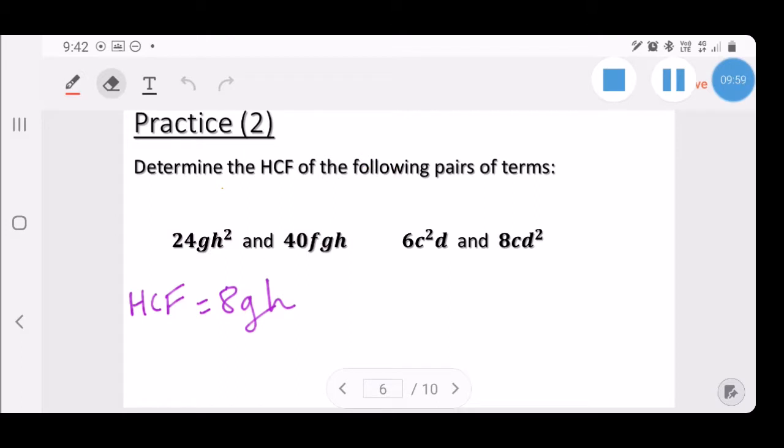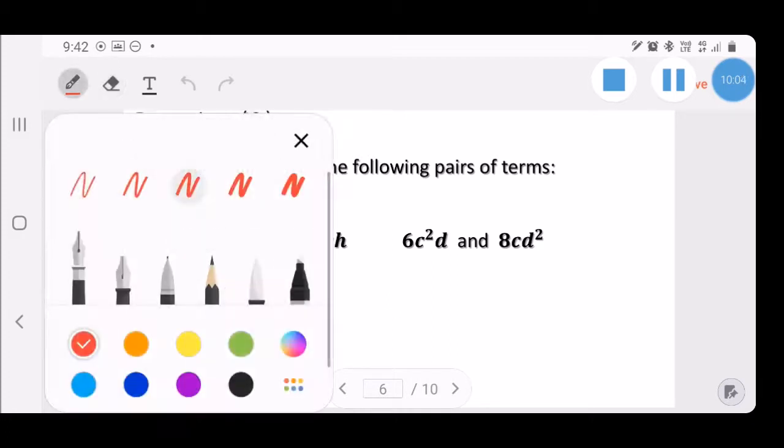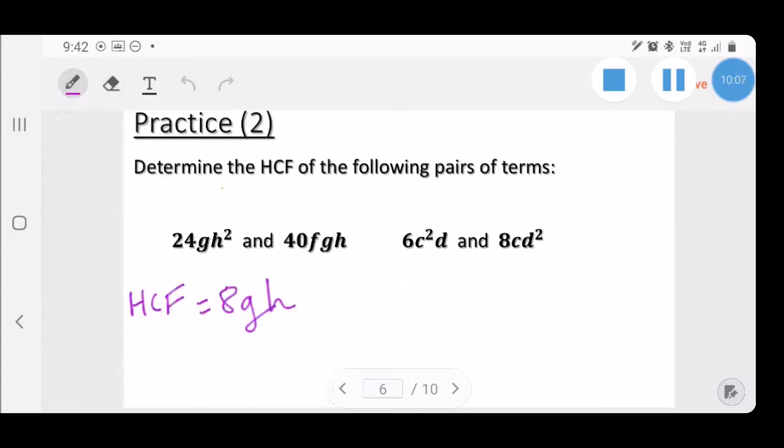All right, a second problem. 6c squared d and 8cd squared. Okay, well, let me change back to purple. What is the highest common factor first of 6 and 8? Well, that is obviously 2. Okay, so we have 2 times 3 times c times d. And 8 is 2 times 2 times 2 times c times d times d. All right.